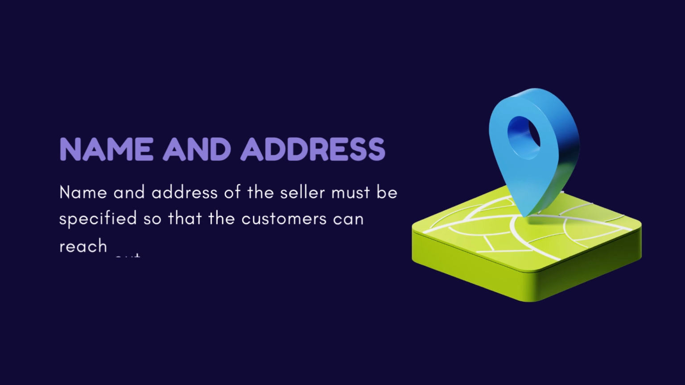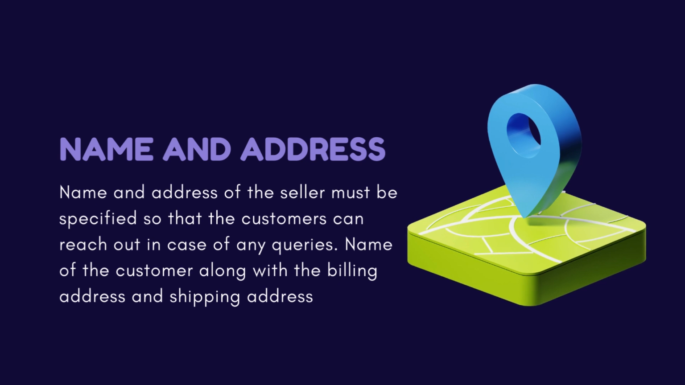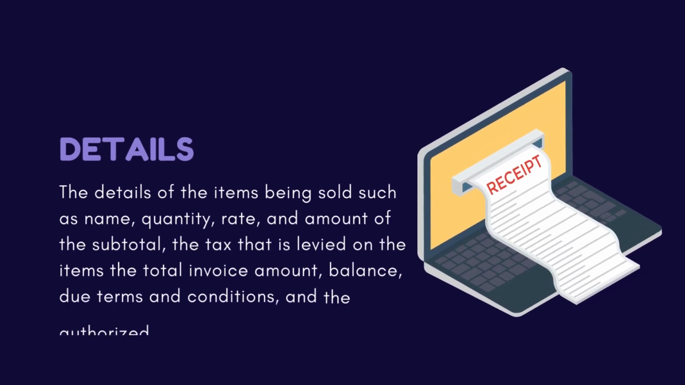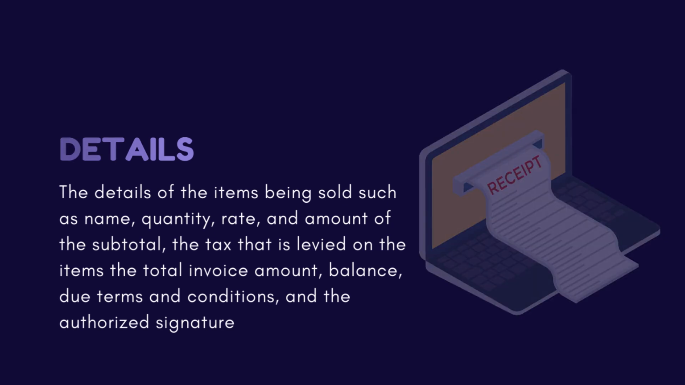Name and address. Name and address of the seller must be specified so that the customers can reach out in case of any queries. Name of the customer along with the billing address and shipping address. Details. The details of the items being sold such as name, quantity, rate, and amount of the subtotal, the tax that is levied on the items, the total invoice amount, balance due, terms and conditions, and the authorized signature.